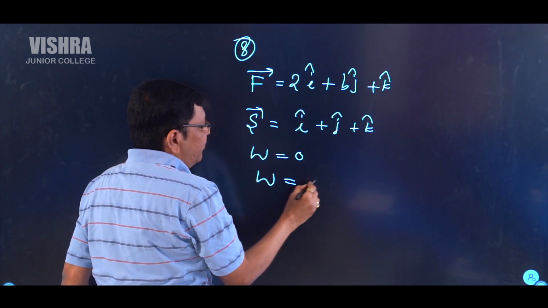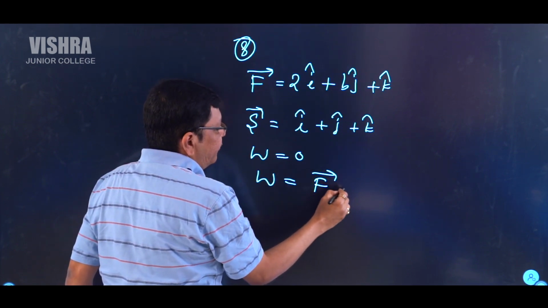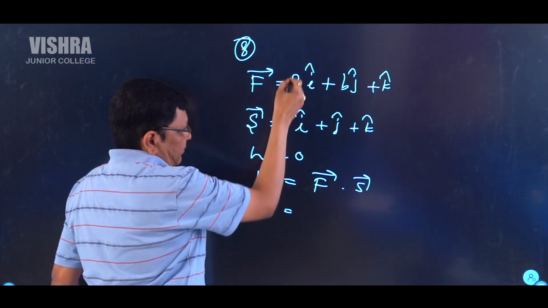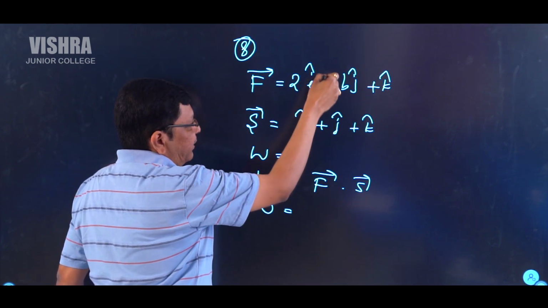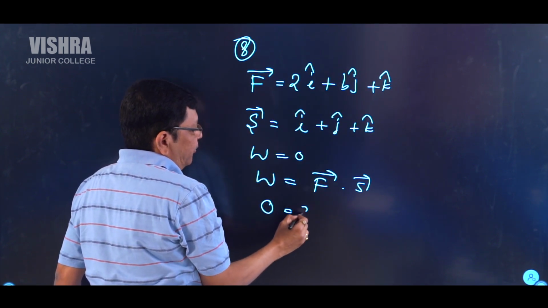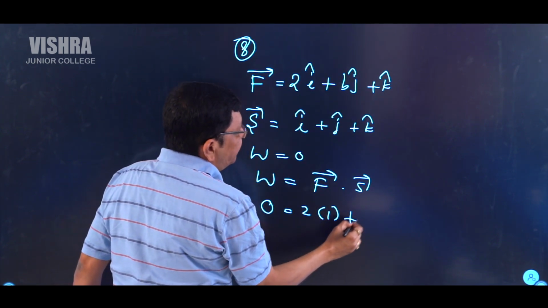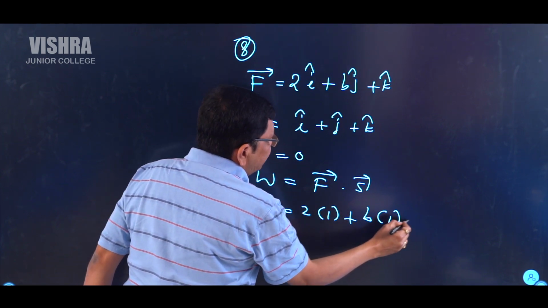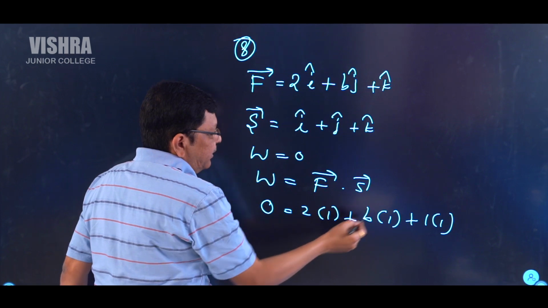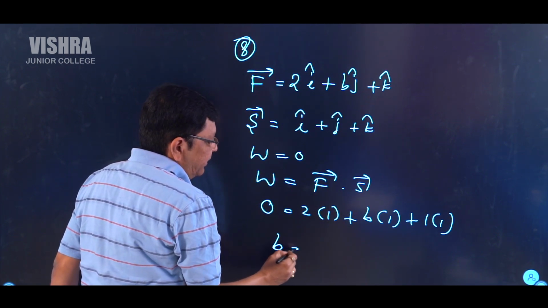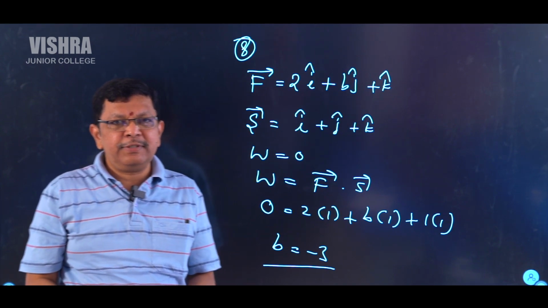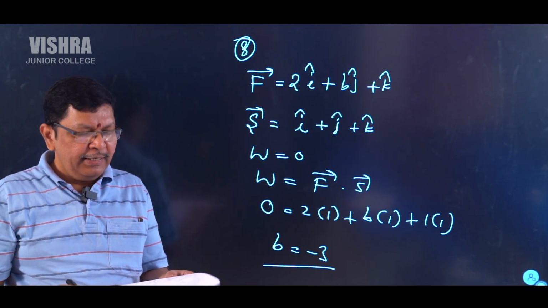We know that the work done by the force is the scalar product of force and displacement. So the work done is 0. The scalar product is ax bx plus ay by plus az bz. According to that, 2 into 1 plus d into 1 plus 1 multiplied by 1. So 2 plus 1, 3, plus d is 0. Hence we get d is equal to minus 3. So this is about the question. Let me go to the next one.